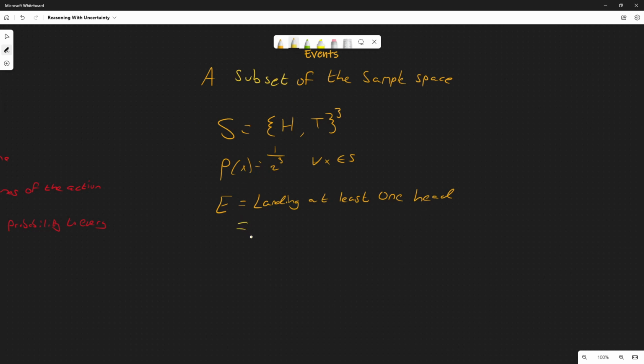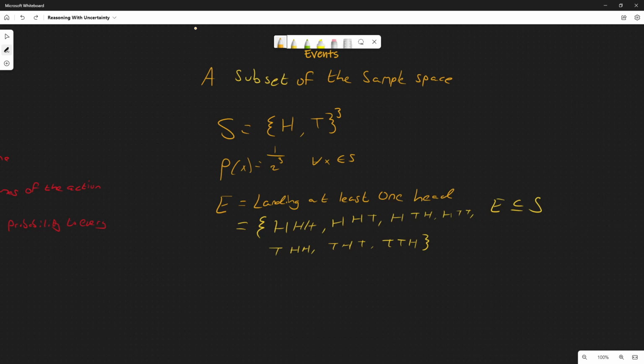Of course, it is a subset of our S, so we know that E is a subset of S. What can we define it as? What are its elements? Well, if it's getting at least 1 head, it is all combinations of, for example, heads, heads, heads, that has at least 1 head in it, and so forth, and we get for all of them. It's all things apart from T, T, T. This is the only one that doesn't contain a head in it. So it's all elements that don't have T, T, T. That then is the event E.